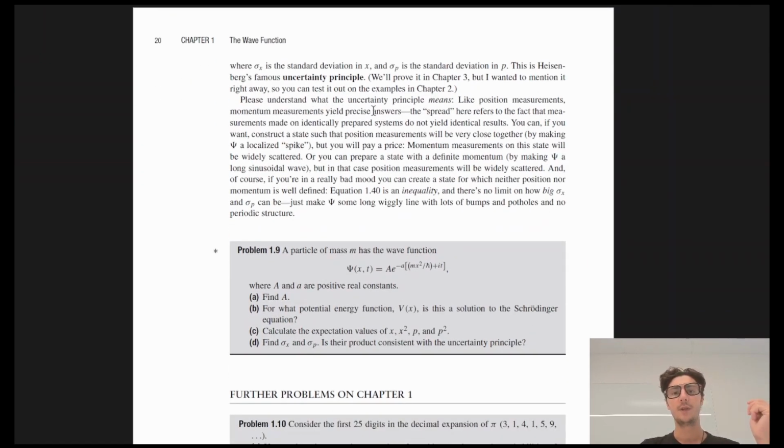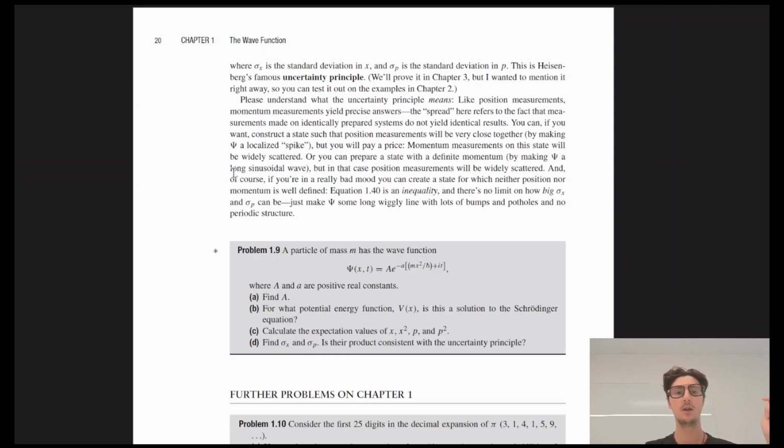Please understand what the uncertainty principle means. Like position measurements, momentum measurements yield precise answers. The spread here refers to the fact that measurements made in identically prepared systems do not yield identical results. You can, if you want, construct a state such that the position measurements will be very close together by making psi a localized spike. But you will pay a price.